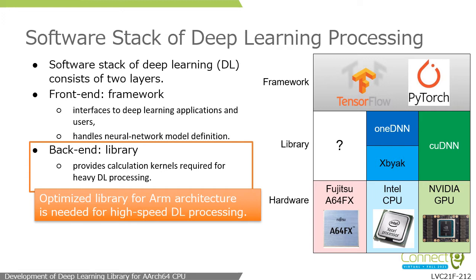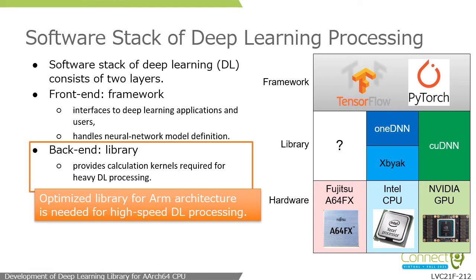The library software provides calculation kernels. Those are repeatedly executed in the deep learning processing. Since the calculation kernel accounts for most of the computation load in the deep learning processing, optimized libraries are provided for each hardware to reduce the processing time. As you know, cuDNN for NVIDIA GPU and oneDNN for Intel CPU are representative libraries. There was no deep learning library for Arm architecture, so we had to develop a new one.